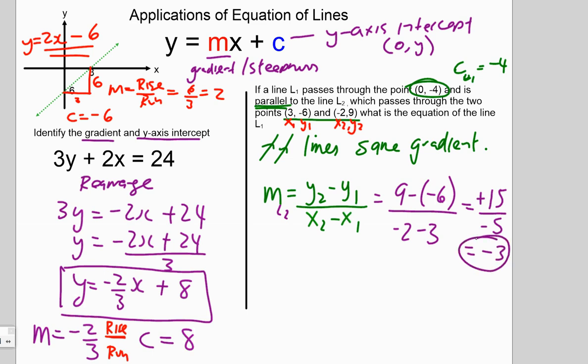That's very important. Therefore, since parallel lines have the same gradient, the gradient of line 1 is also equal to minus 3. Going back to the original part, we know the y-axis intercept of line 1 is minus 4. So the equation of line 1 is y equals minus 3x minus 4.